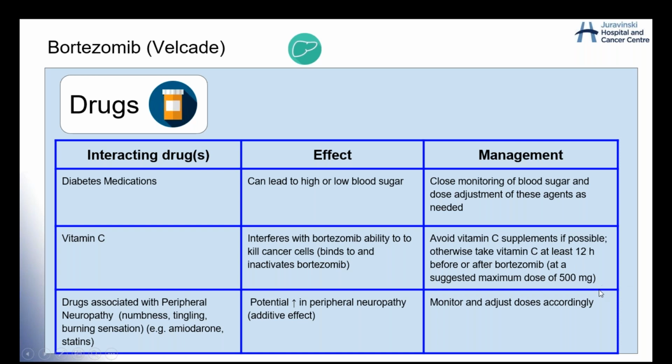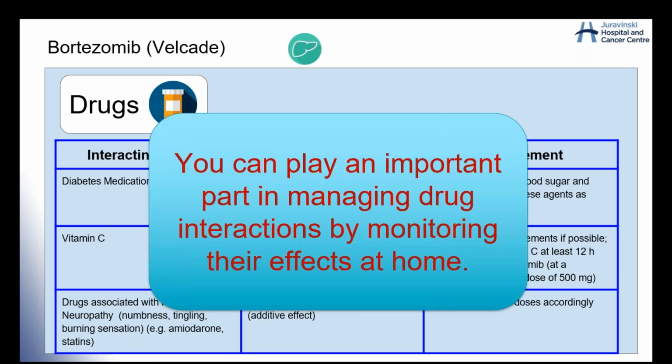And what do we do about it? Well, we monitor. We ask you maybe frequently if you're experiencing any of these side effects, and if we notice that that's the case, then we adjust the doses accordingly. So here, the important point is that you can play an important part in managing drug interactions by monitoring their effects at home. So whether it's using a blood glucose monitor to look at your blood sugar, to see if there is an interaction between your diabetes medications and bortezomib, or if it's just a simple idea of being aware of the side effects of bortezomib and watching for them, like the peripheral neuropathy, especially if you're on another medication that can cause that.